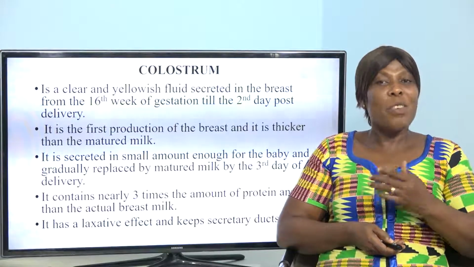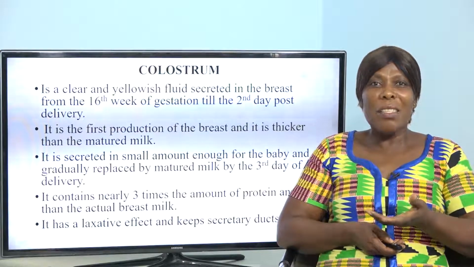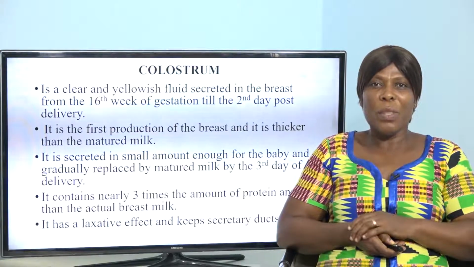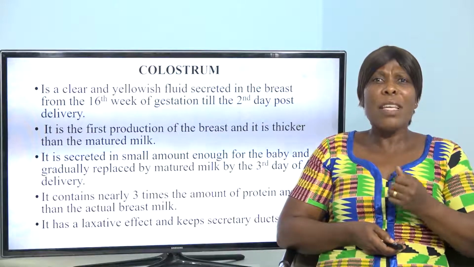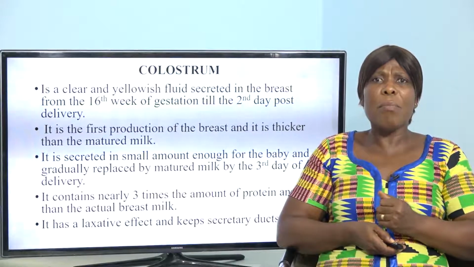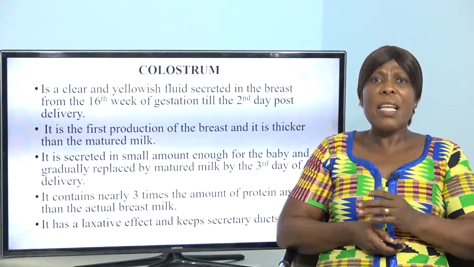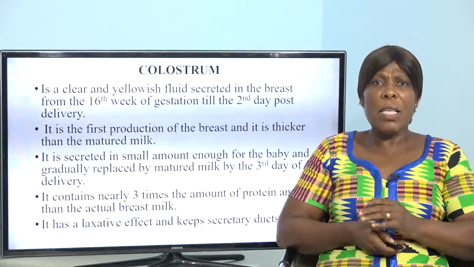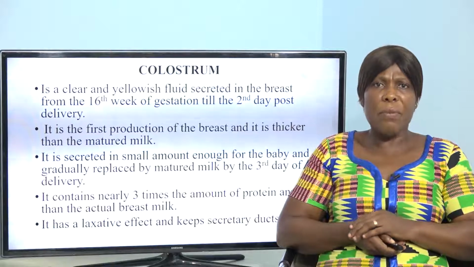Some of them say it's contaminated, so when they start seeing this yellowish color of breast milk coming out, they dispose of it. So we are encouraging that this milk is very good, and it contains all the nutritional values that the baby needs till the breast milk is well matured. It is secreted in small amounts, enough for the baby, and gradually replaced by matured milk by the 3rd day of delivery.